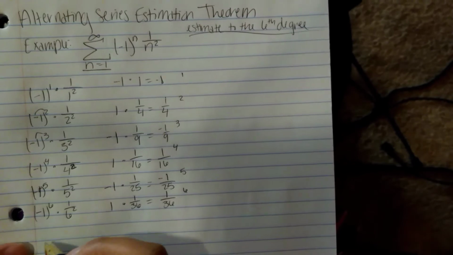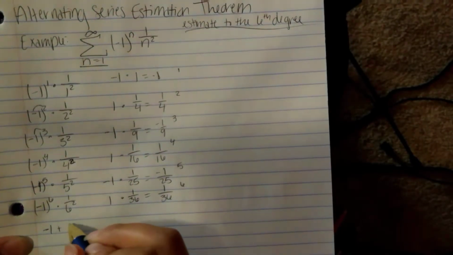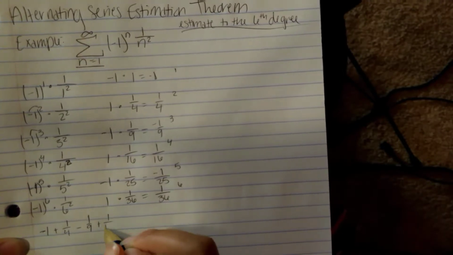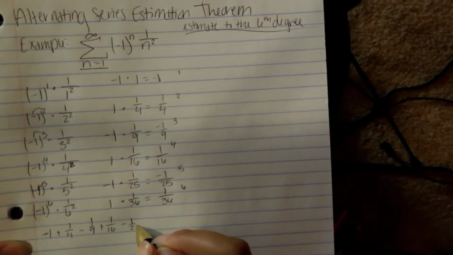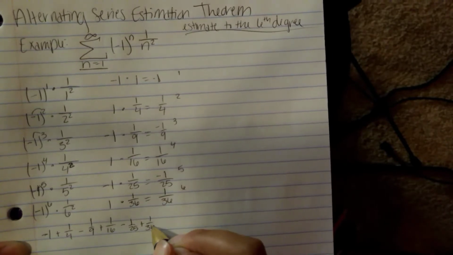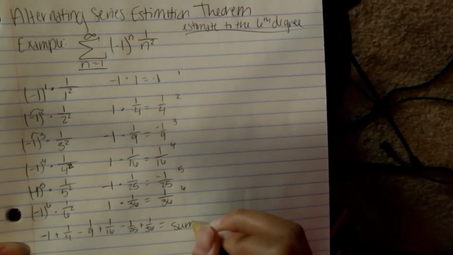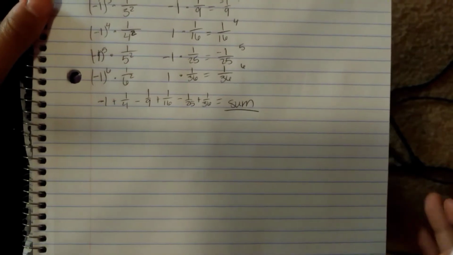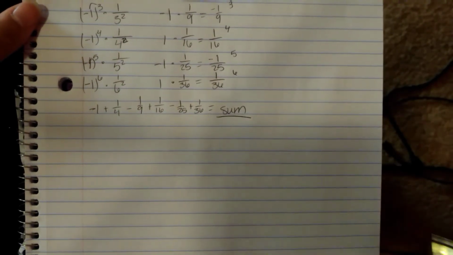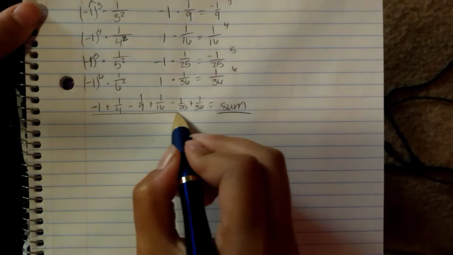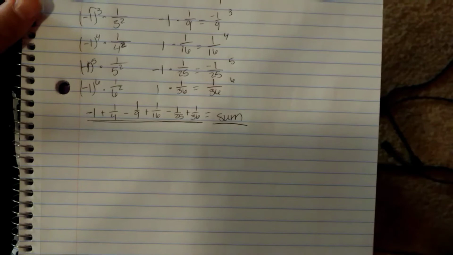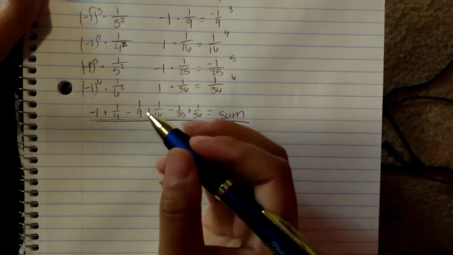Now, if we wanted the sum, we would say negative 1 plus 1/4 minus 1/9 plus 1/16 minus 1/25 plus 1/36, and that would be our sum. But in this case, we don't necessarily want the sum. I'll show you all this work here. We don't want the sum, we want the error. So this would be what you would use to find your sum if you wanted that, but we want to see the error here.